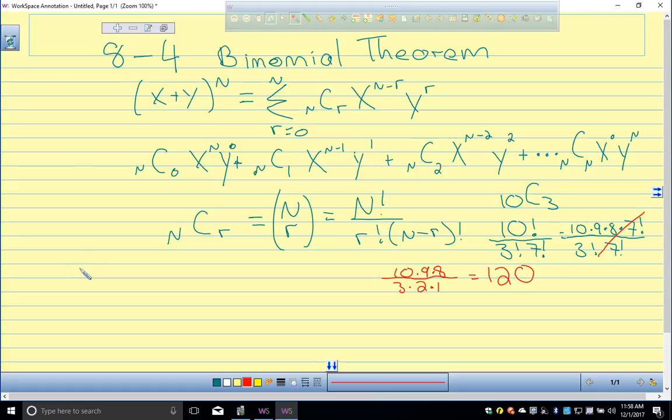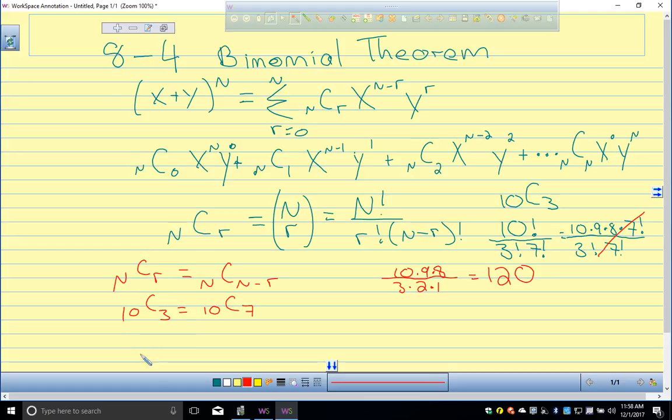Some rules about combinations, which are important to know: n combination r is exactly equal to n combination n minus r. So in other words, 10 combination 3 would have exactly the same value as 10 combination 7. If it's 10 combination 3, which I just did, and you did 10 combination 7 on your calculator, you would get exactly the same thing. You want to see how you do a combination on your calculator? I'll show you in a second.